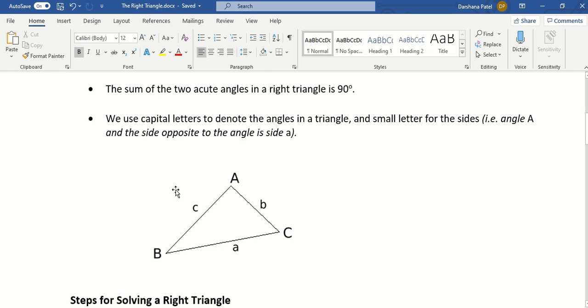Now we are so used to the Pythagorean theorem saying a squared plus b squared equals c squared. But that is when angle C is 90 degrees. In this case, because angle A is 90 degrees, my Pythagorean theorem will look like this: a squared equals b squared plus c squared.